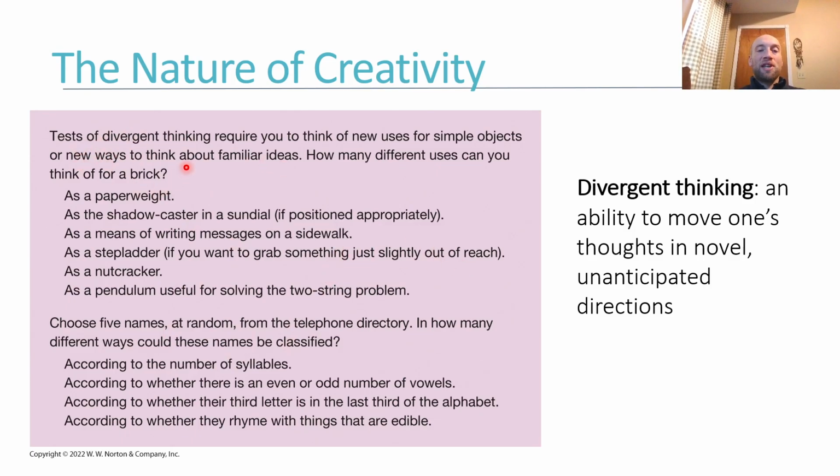The quintessential example is how many uses of a brick are there. We score this based on how many unique uses of a brick. So, like saying I can build a school, I can build a building, I can build a house. Those are all just considered one. It's building material. But ultimately, we're measuring how many unique things you can come up with for a brick.